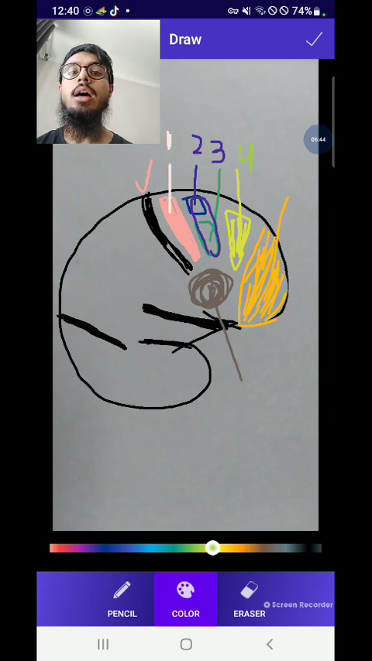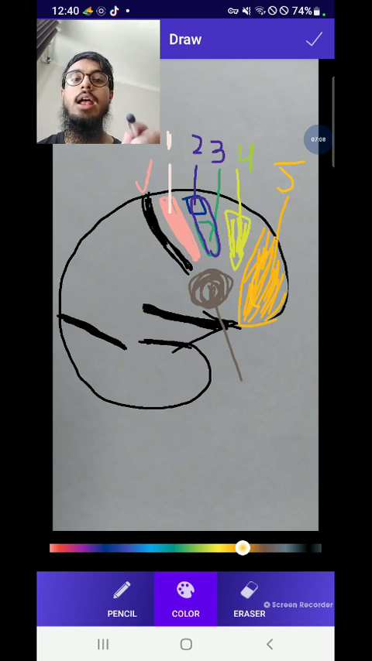This controls memory, learning, motor planning, and it also includes personality and behavior. This is the fifth one. It controls memory, personality and behavior. This kind of control is done by this area, the prefrontal cortex. And the last one, the sixth area, is the Broca area.